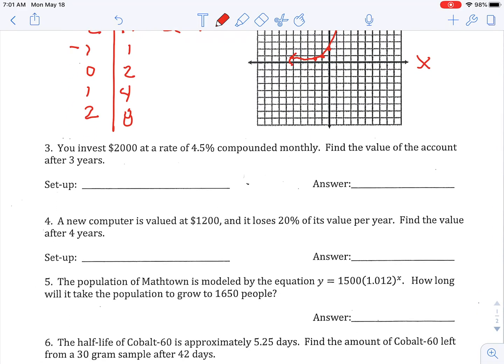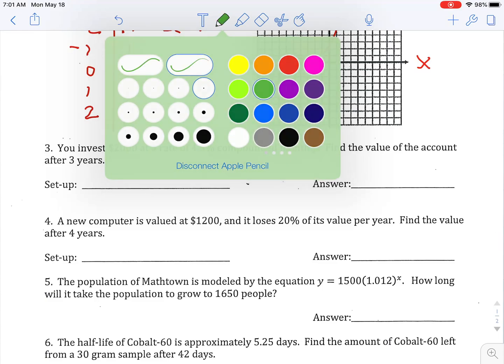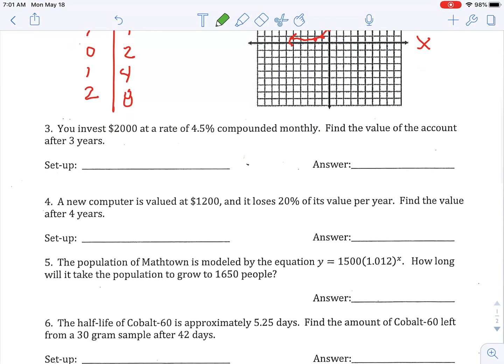Next question. It says you invest $2,000 at a rate of 4.5% compounded. Look for that word. That's the more complicated formula. Compounded monthly. Okay. Find the value of the account after 3 years. So the equation that we're going to be using is the compound interest formula. And that one looks like A equals P times 1 plus your rate divided by the number of times compounded, raised to the NT power in general.